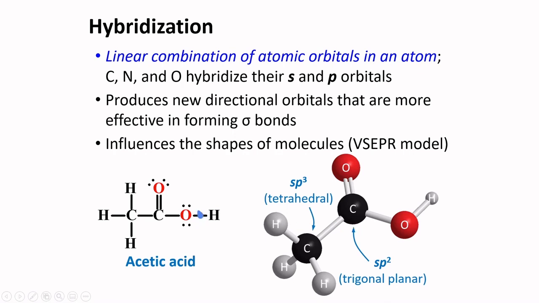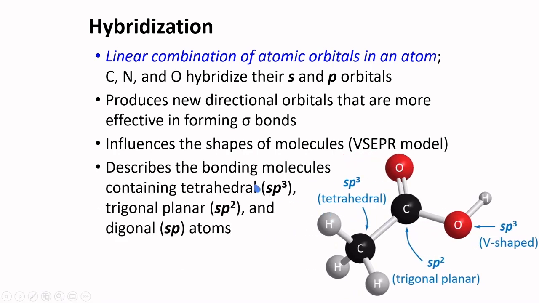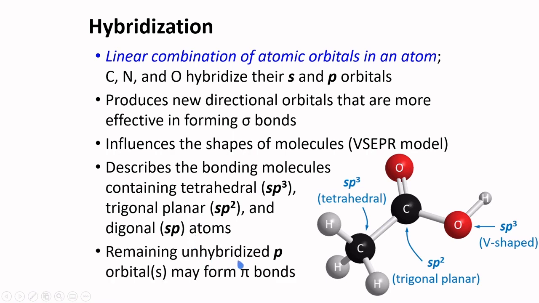Now for the case of this oxygen, the electron group geometry is tetrahedral, but since there are only 2 bonds, this will be bent. Hybridization describes the bonding in molecules containing tetrahedral, trigonal planar, and digonal atoms. The remaining unhybridized p orbitals may form pi bonds. So here there will be an unhybridized p orbital from the sp2 hybridized carbon. It will form the pi bond to oxygen.